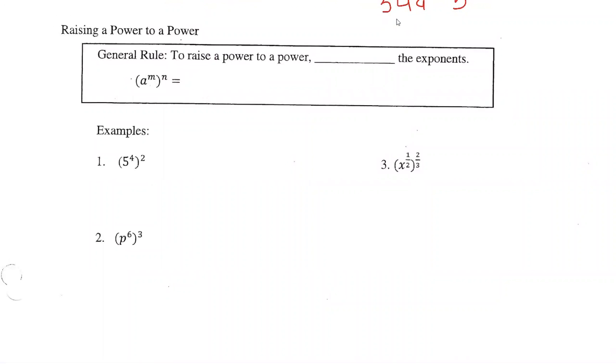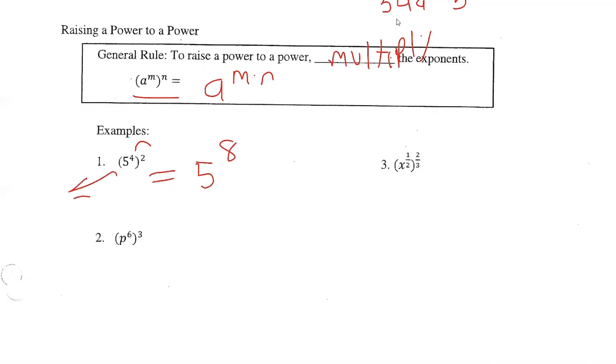Our second rule is raising a power to a power. So the general rule to raise a power to a power is you're going to multiply these exponents. If you have something like a to a power up to another power, that would really be a up to the m times n power. So for example, 5 up to the fourth up to the second would really be 5 up to the eighth, because you would basically multiply the 4 and the 2.